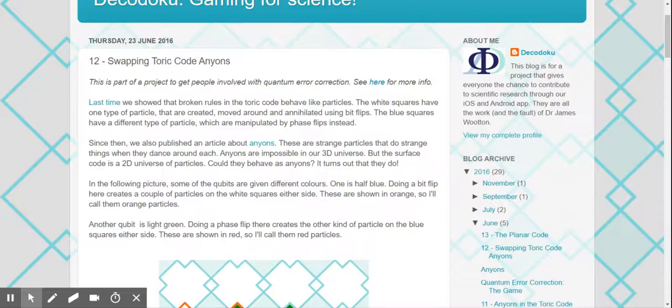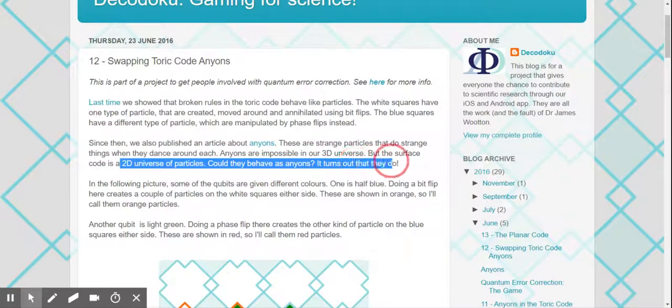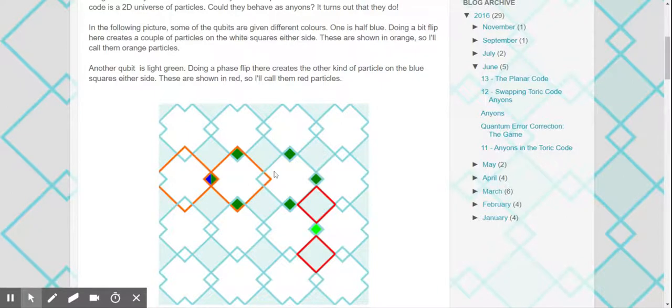These are strange particles that do strange things when they dance around each other. Anyons are impossible in our 3D universe, but the surface code is a 2D universe of particles. Could they behave as anyons? It turns out that they do. In the following picture, some of the qubits are given different colors. One is half blue.